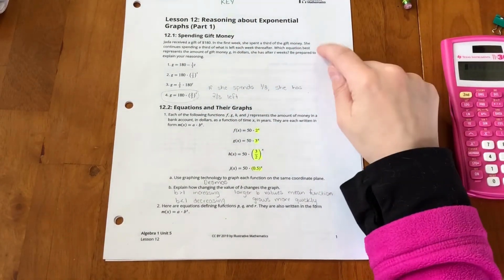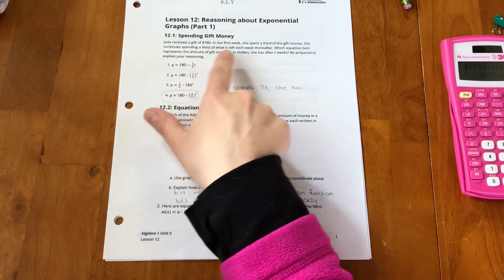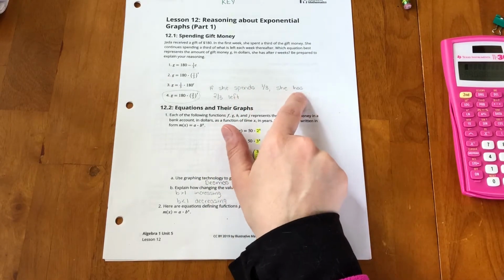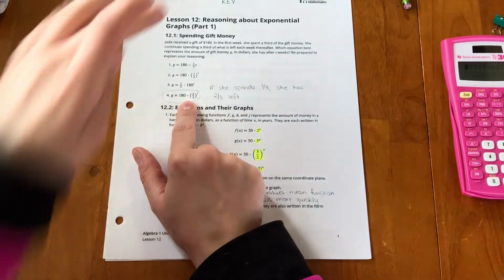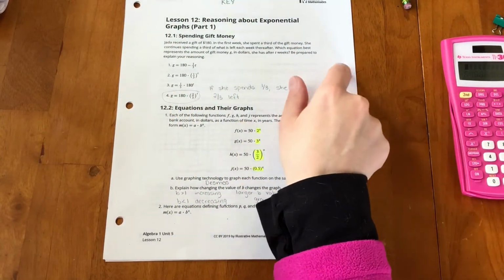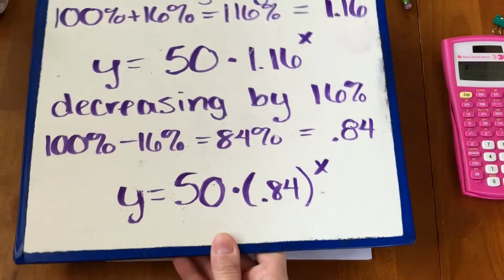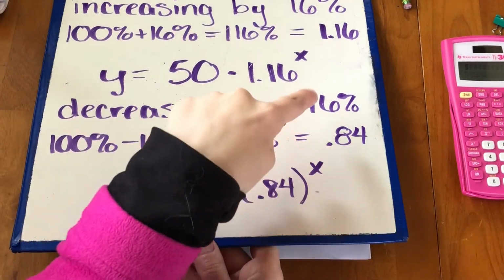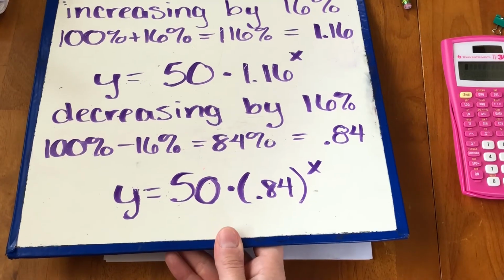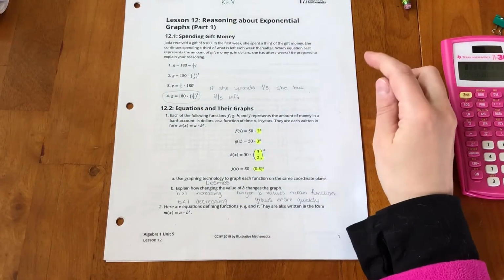So in this first part, it says that Jada continues spending a third of what is left each week. So if she's spending a third, be mindful that that means she has 2/3 left. So is the equation telling you how much you have left or how much is decreasing each time? Which is why in this example back here again, 16% is how much I'm decreasing, so 84% is how much I have left. And that's why 16 isn't what goes into the equation.